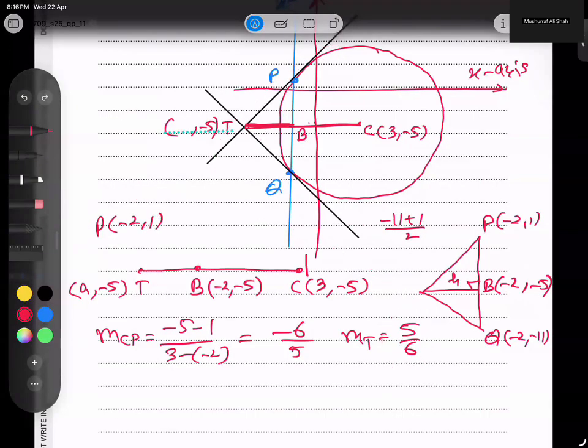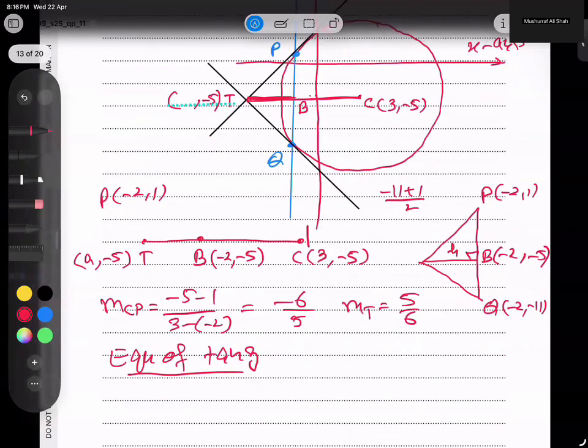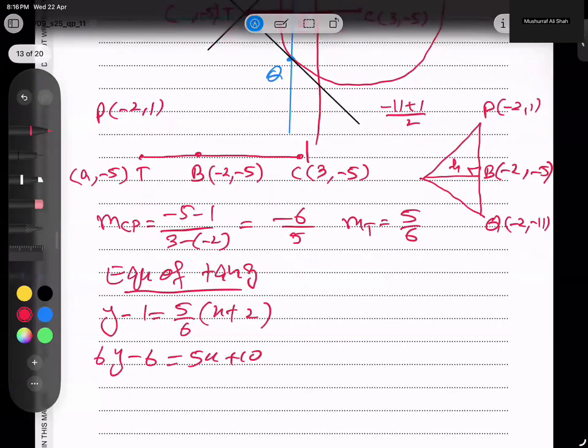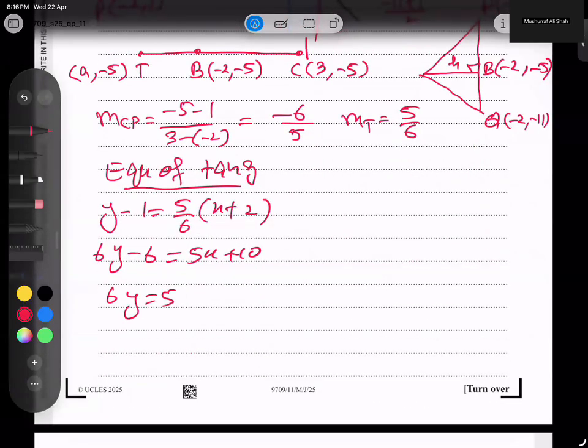Equation of tangent. The formula is y minus y1. y1 is 1, m is this, x1 is this. 6y minus 6 equals 5x plus 10, and I'm getting 6y equals 5x plus 16.